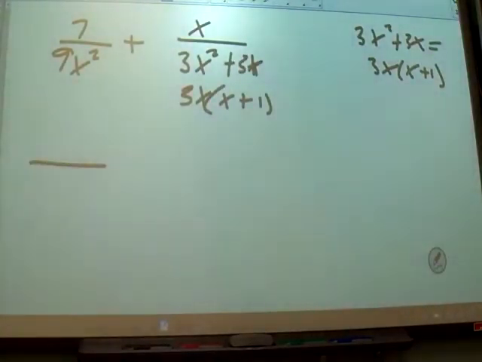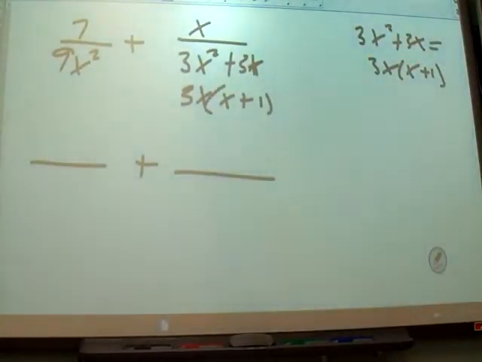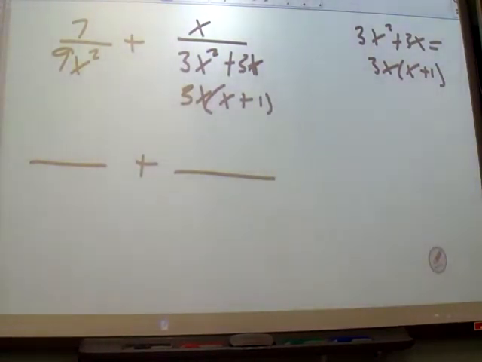Even though we factored that and did some good thinking there, we still don't have a common denominator. Alright, think back. Oh, hold on, you're ahead. Think back to when you did a problem like this. What would the common denominator in this case be? 15. Where does that 15 come from? 3 times 5.